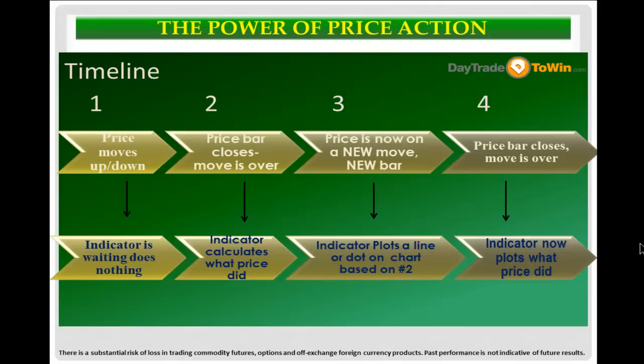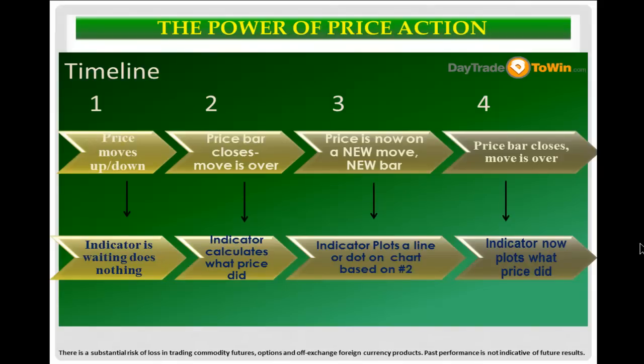But what we fail to remember is that the move is over, right? The price bar has already closed. It's done what it had to do. Now the indicator is calculating based on a move that has already happened in history. Now, if we're in a trend, this is not a problem. But markets don't trend every single day. They go up and down. And if you're taking a trade based on what an indicator is telling you, you're always a step behind.